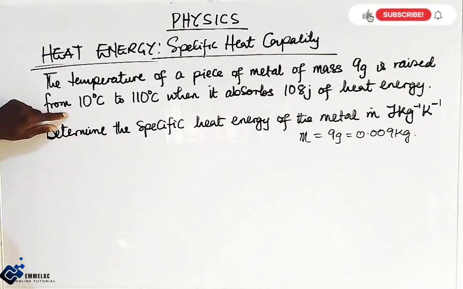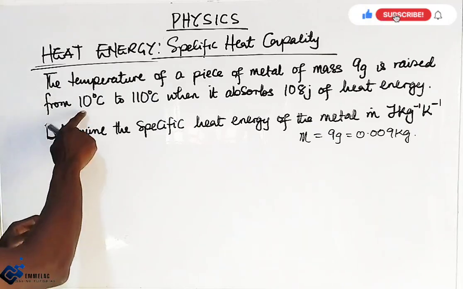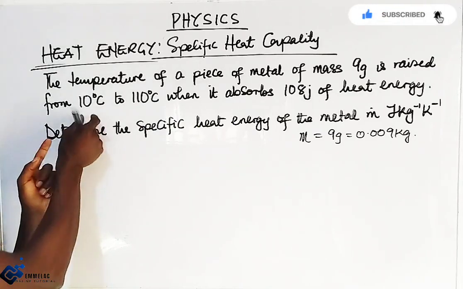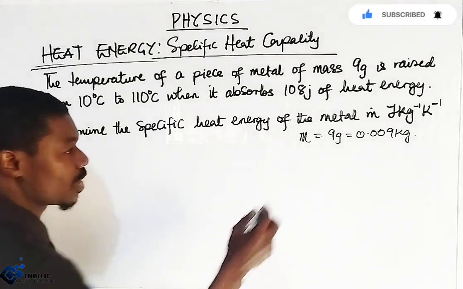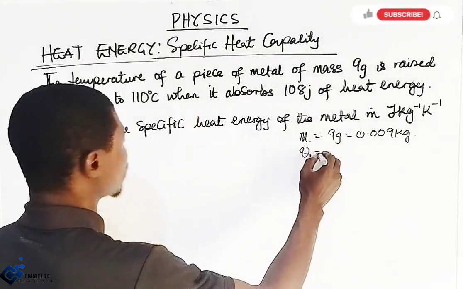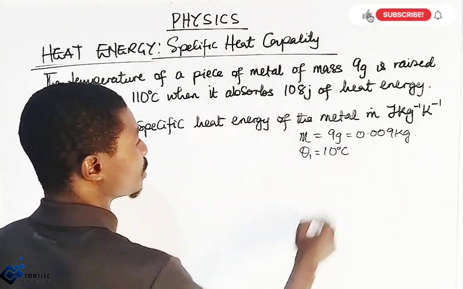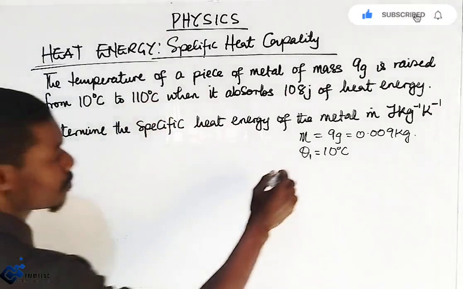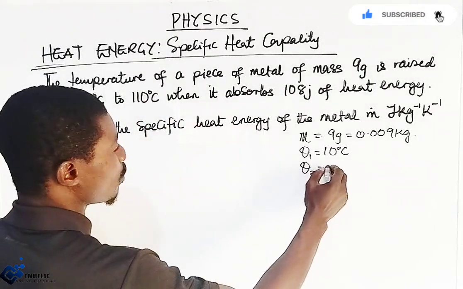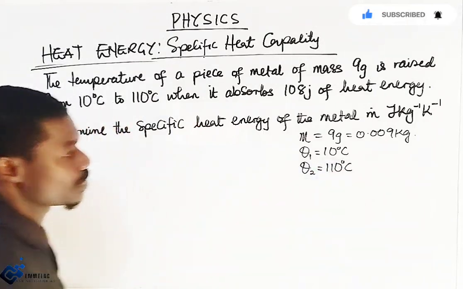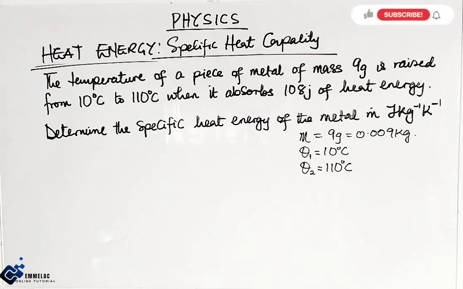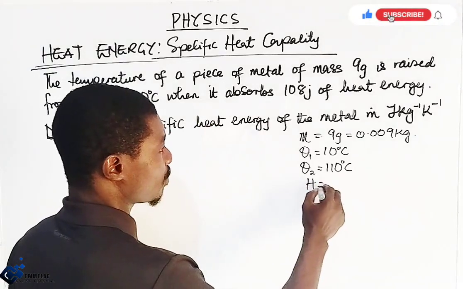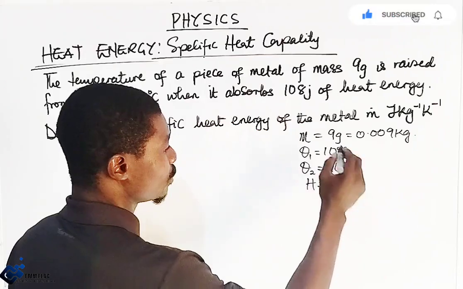Now the next thing here, we are told from. Since the word from means it's starting from here and ending here, this is the initial temperature. That'll be theta 1, which is 10 degrees Celsius, and theta 2 will be 110 degrees Celsius. And it absorbs the heat. Our heat here is 108 joules.